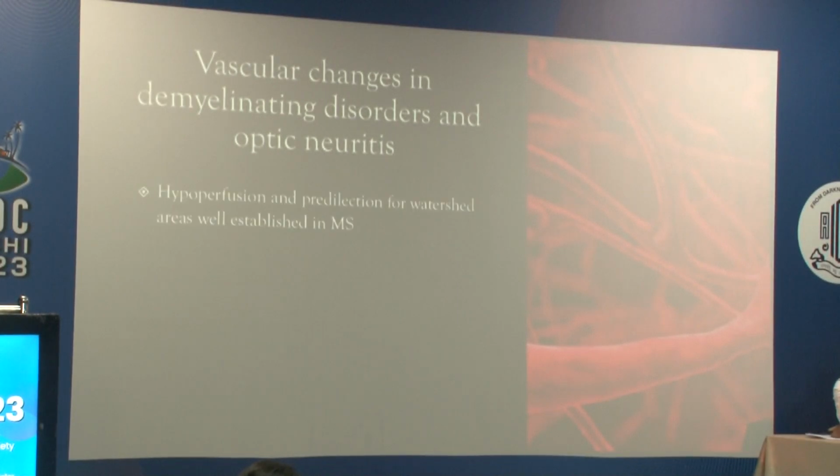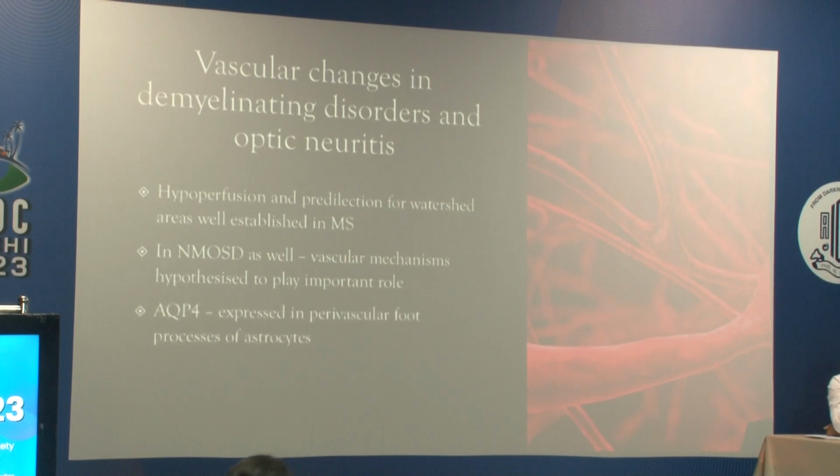Another way to look at these demyelinating disorders is to study the vascular changes that occur in them. Hypoperfusion and predilection for watershed areas is already well established in multiple sclerosis. In NMOSD as well, vascular mechanisms are hypothesized to play a very important role, especially considering the fact that aquaporin 4 receptors, which are the main target in this disease, are expressed in the perivascular foot processes of the astrocytes. However, the chronology of these vascular events is not clear, whether these are causative or secondary to the neurodegeneration.